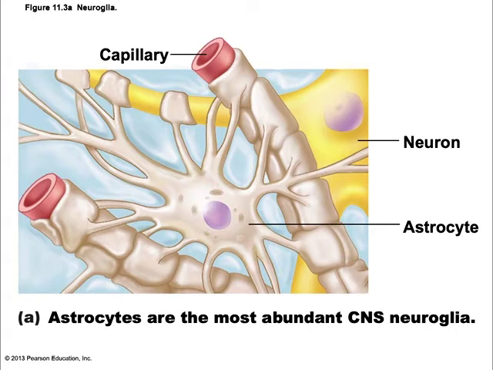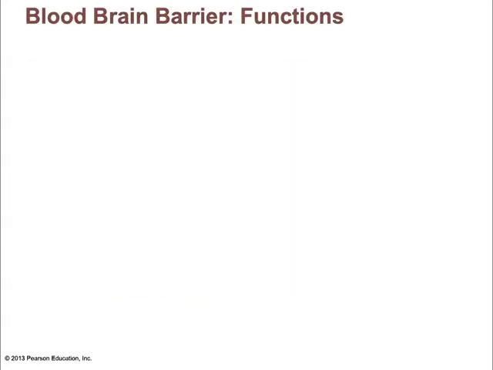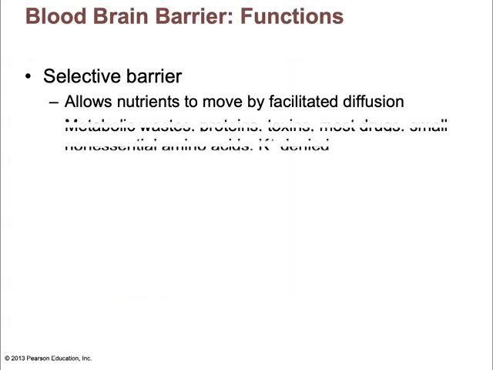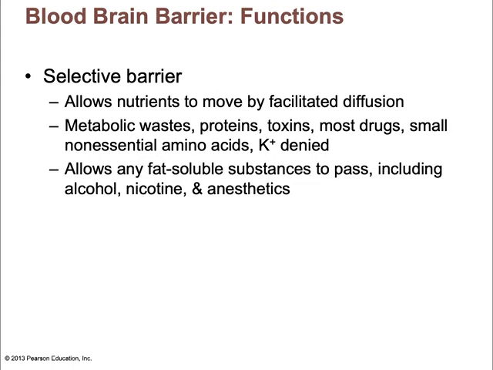Okay. And the same is true of the ependymal cells, right? The ependymal cells are not going to let anything into the cerebrospinal fluid that could represent a hazard, all right? It's a selective barrier. It lets nutrients move through by facilitated diffusion. Metabolic waste, proteins, toxins, drugs, and non-essential amino acids, as well as potassium, do not pass through, okay? It allows any fat-soluble substance to pass, including alcohol, nicotine, and anesthetics, right?